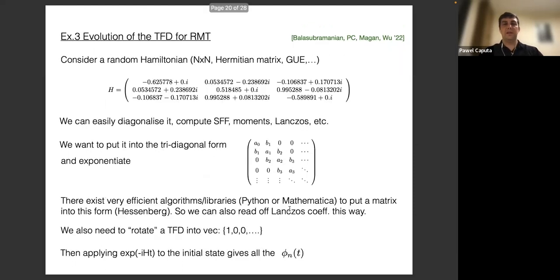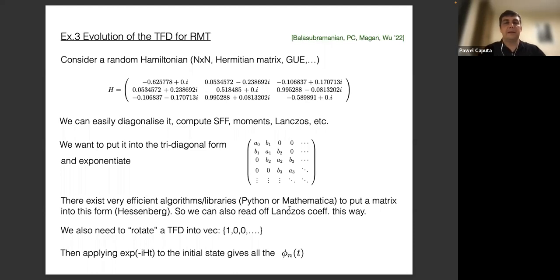Okay, so I hope this clarifies a little bit. And then maybe to more non-trivial applications beyond the harmonic oscillator, we can do the same story, but for some random matrices. So let's choose the evolution of a thermofield double with some N by N Hermitian, either Gaussian unitary, symplectic or orthogonal random Hamiltonian.